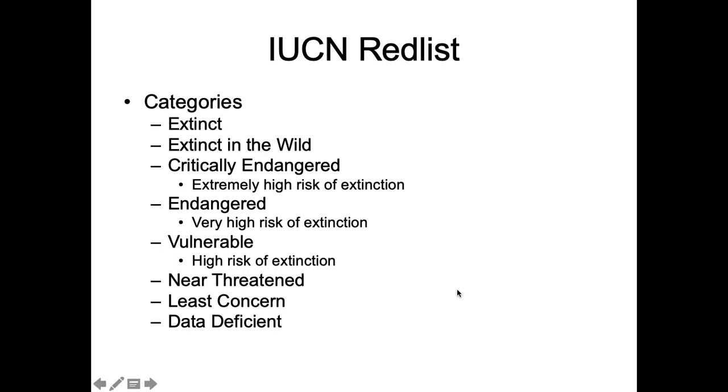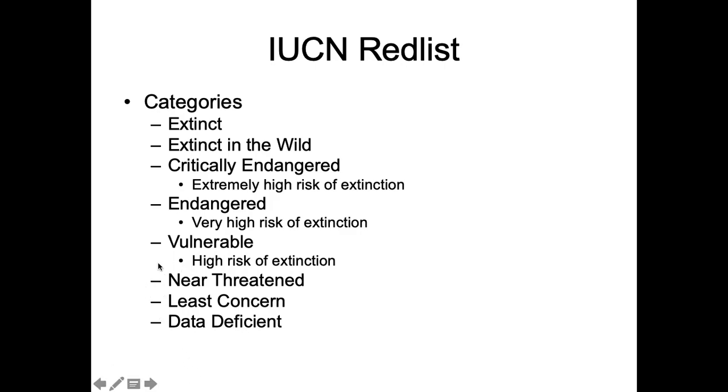And so you can see there's some things we've already talked about. So extinct, and this means globally extinct, so no individuals left anywhere in the world. We have extinct in the wild, which, if you'll remember, means there's only individuals in captivity. We have critically endangered, which means they have an extremely high risk of extinction. Endangered, a very high risk of extinction. Vulnerable means they have a high risk of extinction.